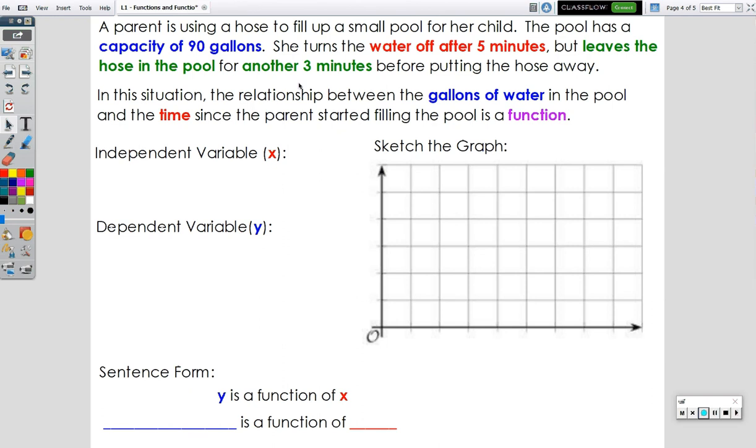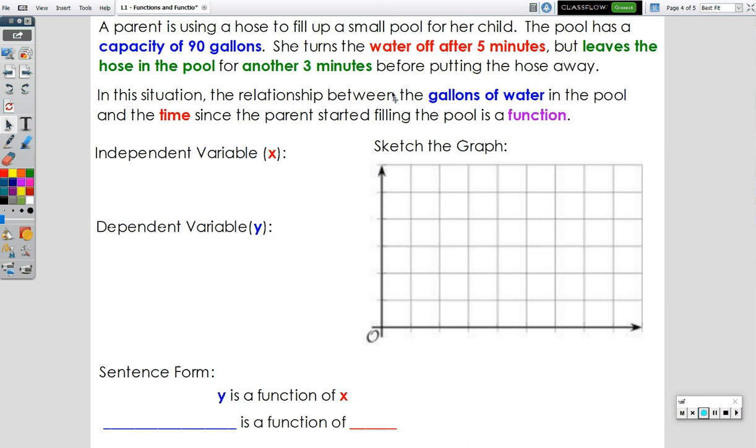Okay, and functions are just relationships. So we're looking at the relationship between two quantities, our x value and our y values. So in this situation, we have a parent using a hose to fill up a small pool for her child. The pool has a capacity of 90 gallons. She turns the water off after 5 minutes. It doesn't say this, but we're going to assume that the pool is filled at 5 minutes, and then she leaves the hose in the pool for another 3 minutes before putting the hose away.